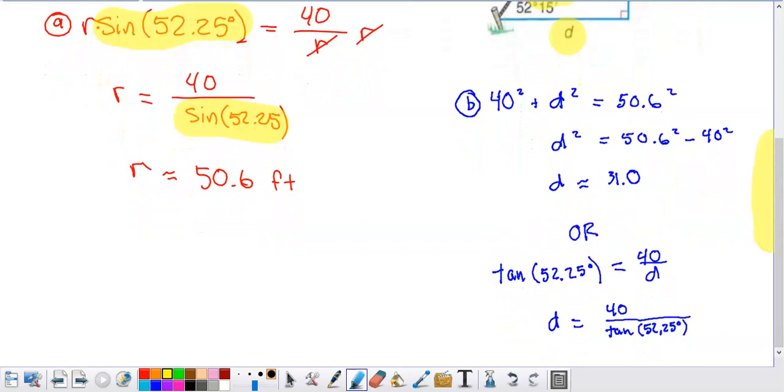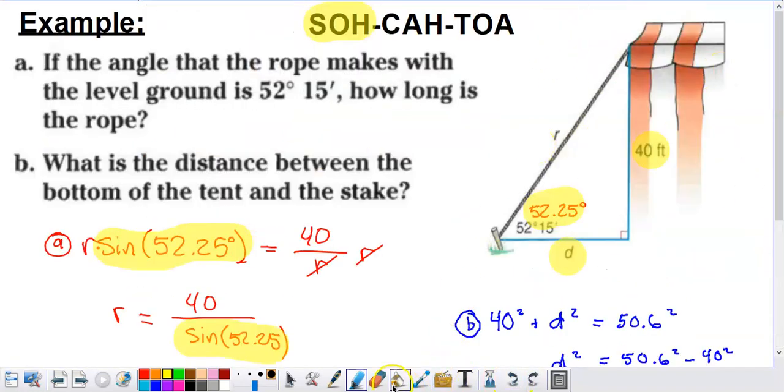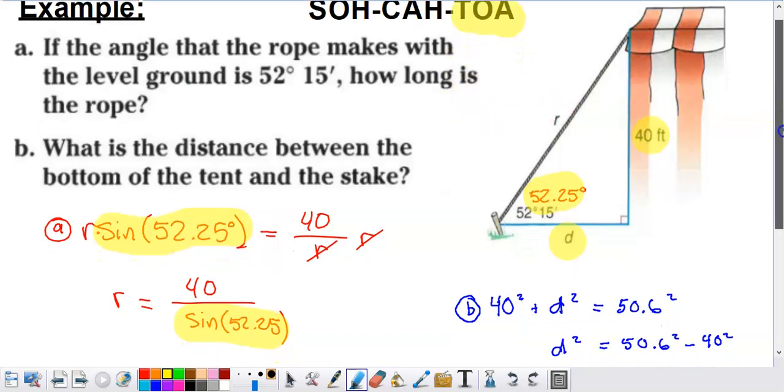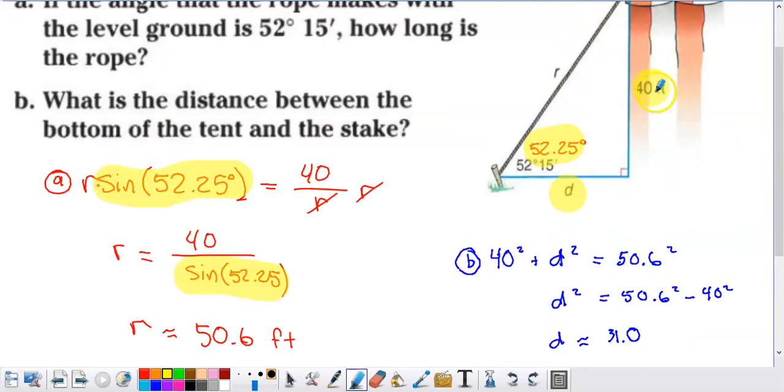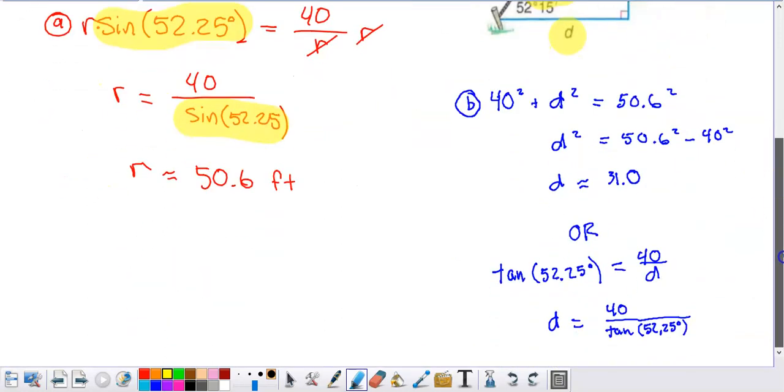So if I have the opposite leg and the adjacent leg as what I know and what I want to know for part B, I need to find the syllable from SOHCAHTOA that involves the O and the A, and that's the final syllable that tells us we're going to use the tangent function. And tangent of the angle that we were looking at equals the opposite leg, which measures 40 feet, divided by the adjacent leg. So I have opposite divided by adjacent, 40 divided by D.